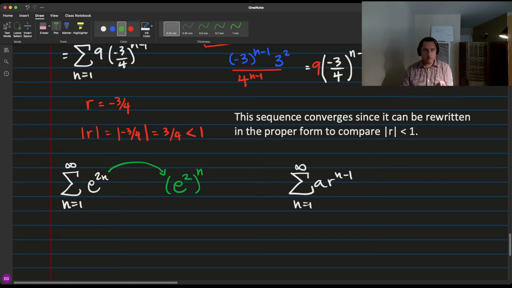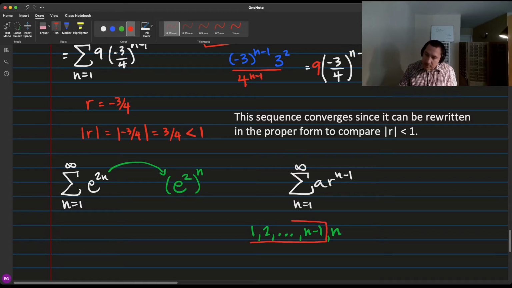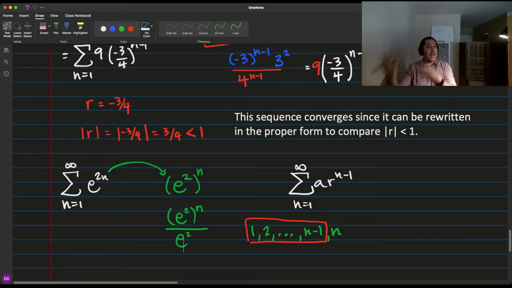Now, do you see how it's to the n power? If you were to write this out, you'd go 1, 2, dot, dot, dot, n minus 1, and you'd end at n, yes? We go all the way up to n. Remember the other one, I went all the way up to n plus 1. You only want to go up to n minus 1. So we have one too many terms. So what could you divide by so that your new power is going to be n minus 1? Well, you could divide the whole thing by e squared. If you were to take e squared to the n and divide it by e squared, does it make sense? You could cancel out one of the e squareds and you'd end up with e squared to the n minus 1.